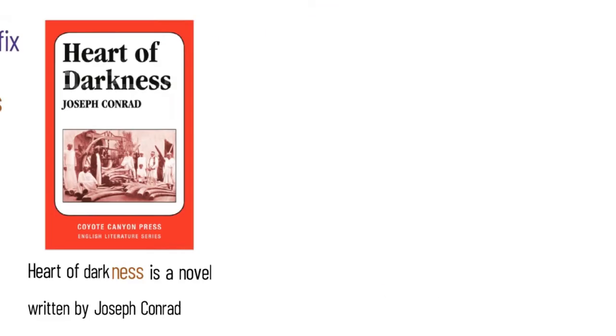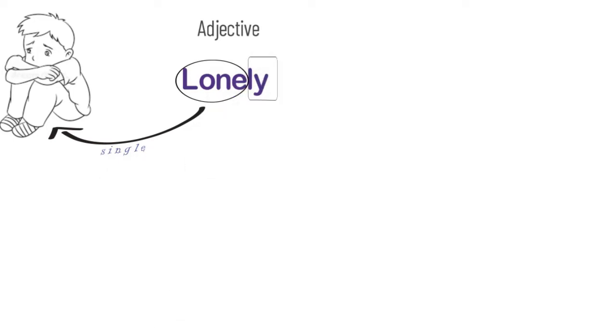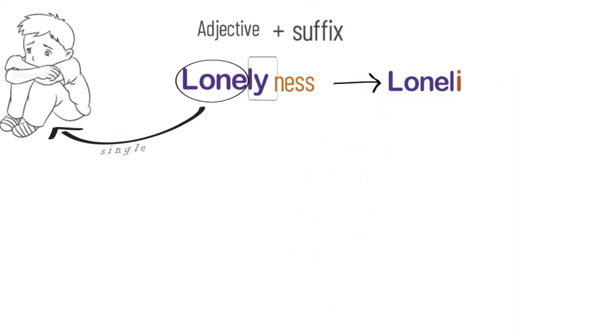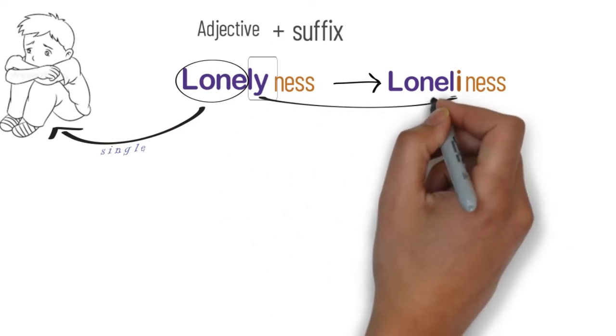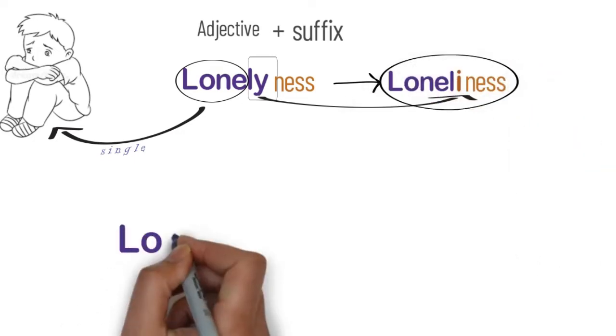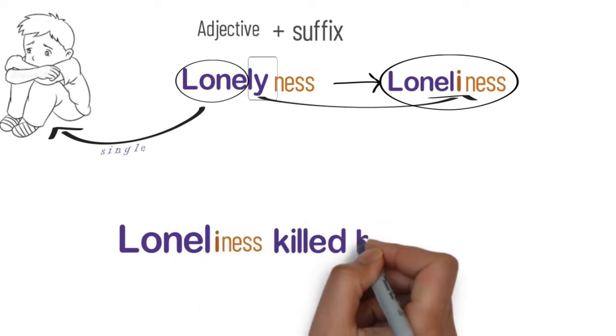Lonely is another adjective. It's composed from the base word lone, which means being single or unaccompanied, plus the suffix ly. Add ness to lonely to get loneliness. Never forget, transform the final y of lonely into an i when you add the suffix ness. Loneliness means the state of being lonely. Loneliness killed him.